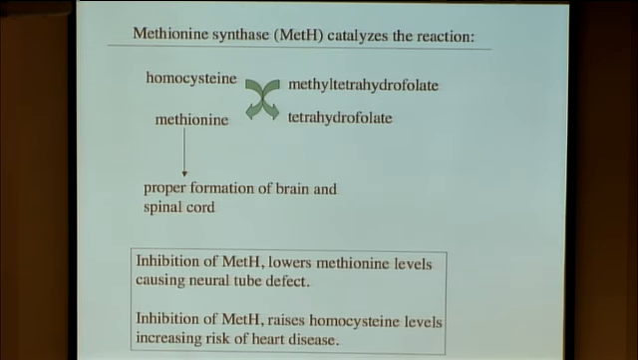Why do you care? Well, methionine is needed for proper formation of the brain and spinal column. It's particularly important that when women are pregnant, they have enough folic acid so that they can make enough methionine. If they do not have enough folic acid, then you can have babies born with neural tube defects. Also, as I mentioned before, inhibiting methionine synthase raises homocysteine levels, so you can't do this conversion, and that increases risk of heart disease. High homocysteine levels are actually a really good indicator of whether someone's going to have heart trouble or not.